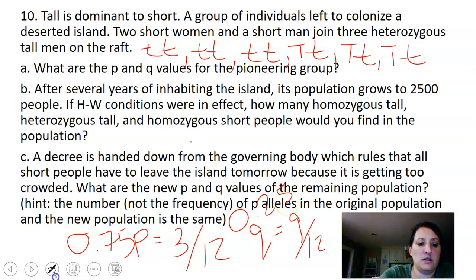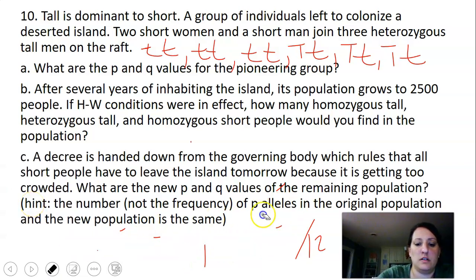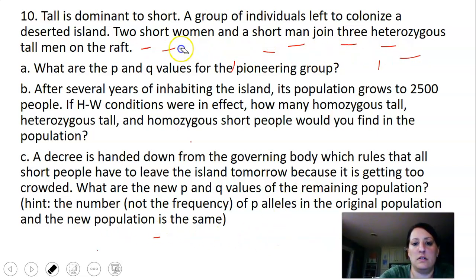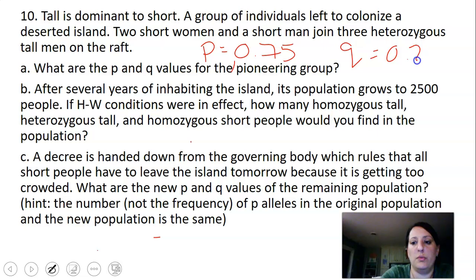So let me get rid of a little bit of this ink so that we can see. I should have just hit erase all. Grab my pen back. Okay, so P again is going to equal 0.75 and Q equals 0.25. Okay, good. So there's A.